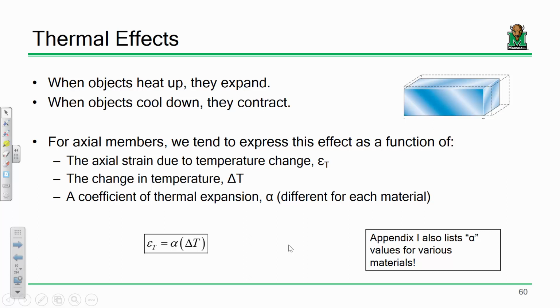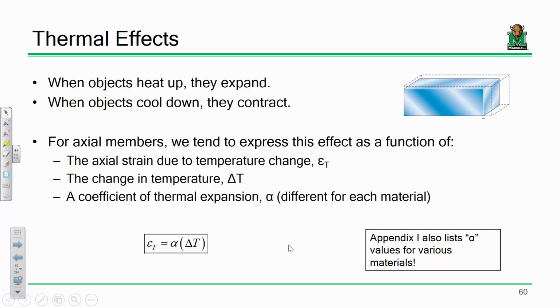Now, pretty straightforward. This goes back to a principle that you probably remember from science or high school chemistry, but if you have an object and you heat it up, it tends to expand, and when it cools down, it contracts. And so the way that we handle that from a mechanics standpoint is we use this term alpha. Alpha is what we call the coefficient of thermal expansion. And basically, alpha is a material-related parameter that'll tell you how much strain you get per degree change.